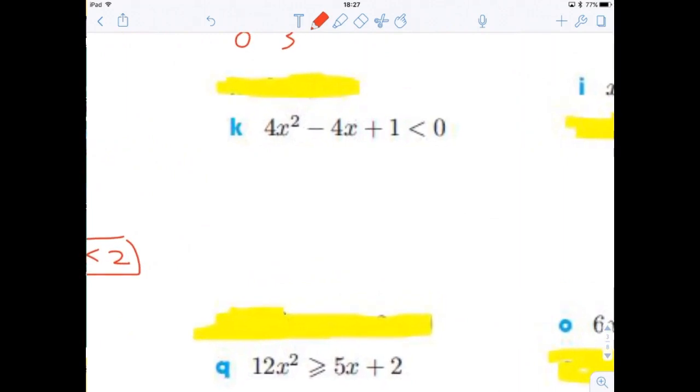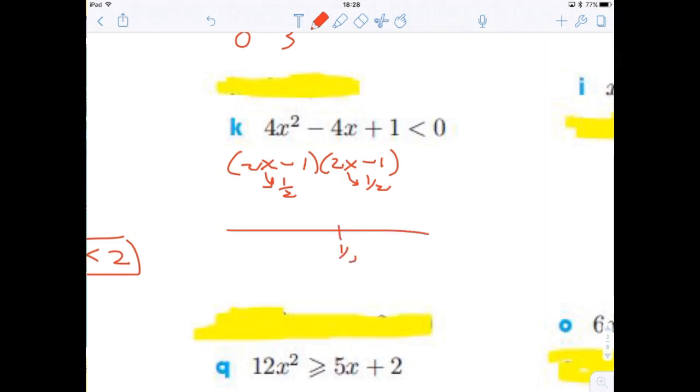Same thing here. We already have 0 on the right side, so we're going to factor the left side. Maybe 2 and 2. 2x minus 1 times 2x minus 1. Does that work? Yes, it does. Okay. So the critical values here would be positive 1/2 and positive 1/2. So there would be two critical values at the same point of 1/2. So I'm going to mark that 1/2.